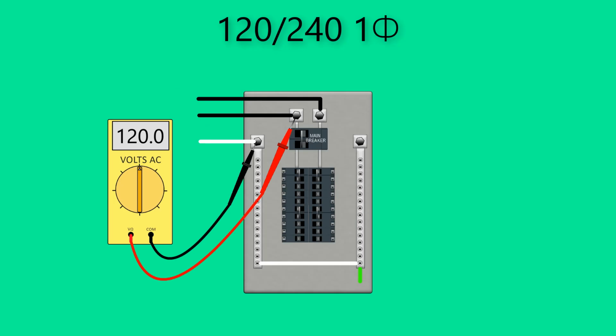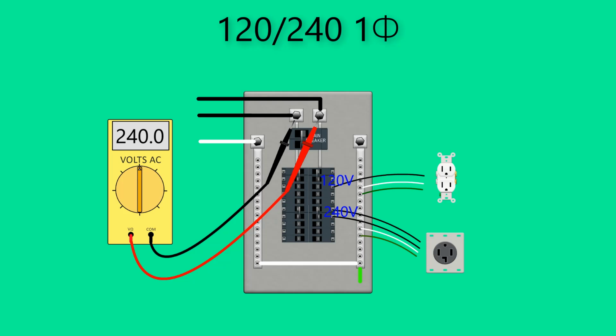The voltage from the white neutral conductor to line 1 is 120 volts. The voltage from the white neutral conductor to line 2 is also 120 volts. The voltage from line 1 to line 2 is 240 volts. The main breaker supplies power to all of the branch circuit breakers. A 120 volt branch circuit is supplied by a single pole breaker while a 240 volt branch circuit is supplied by a 2-pole breaker. Devices such as dryers, air conditioners, water heaters, and ovens require 240 volts. Circuits other than appliances require 120 volts.